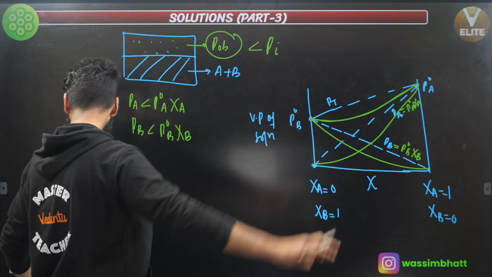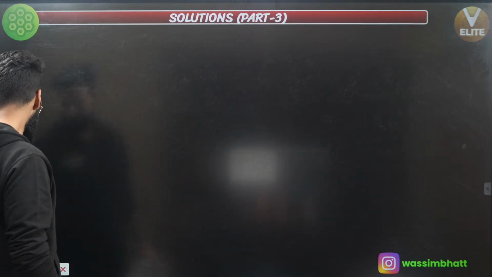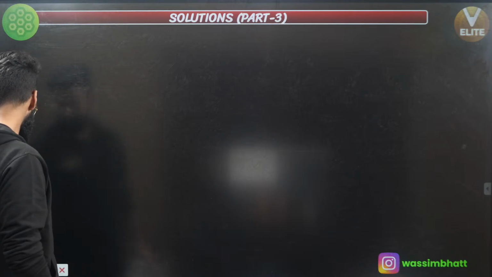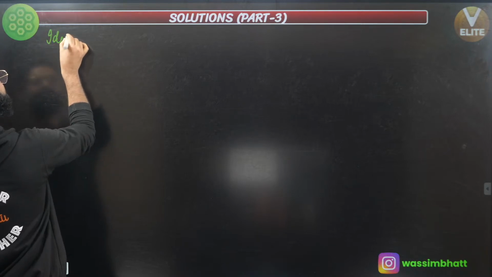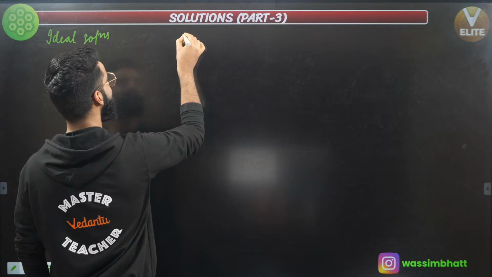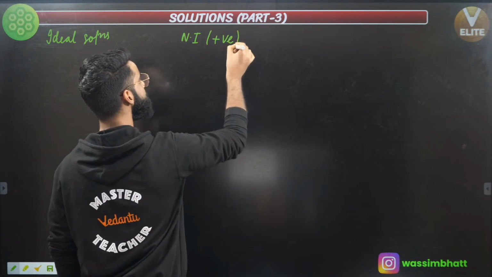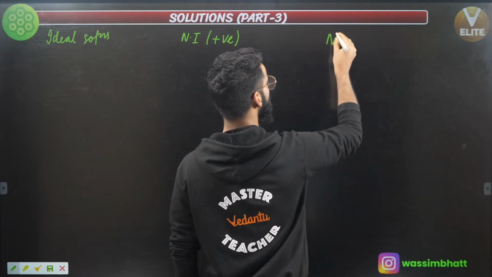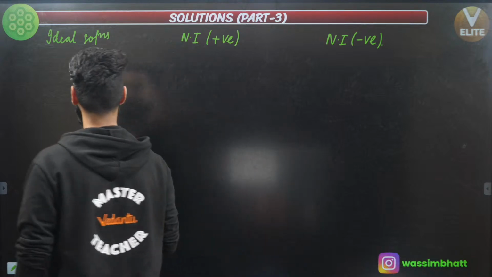Correct? Let me summarize everything now. Understand, this is important, okay? And any question can be asked from it, okay? Let me summarize it. Over here, I'm writing ideal solutions. Right here, I'm writing the non-ideal solutions showing, for example, positive deviation. And right here, I'm representing non-ideal solutions showing the negative deviation. Correct? Understand.